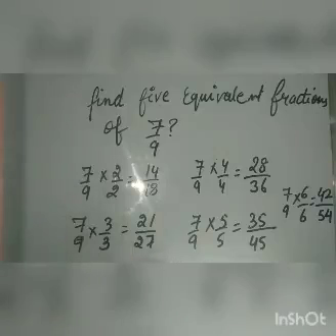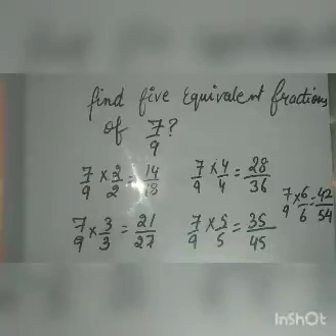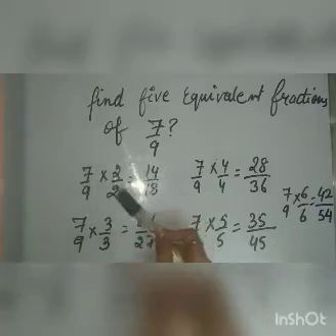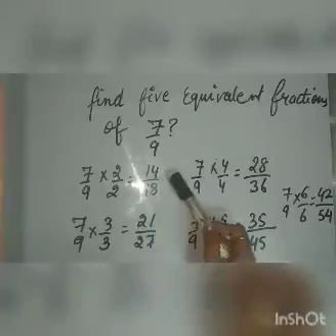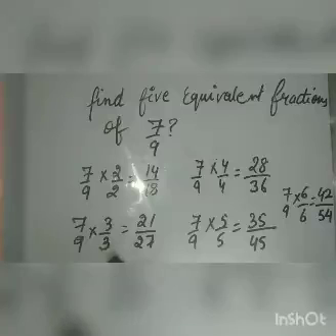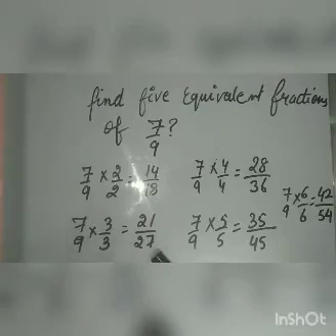Find 5 equivalent fractions of 7 upon 9. As we have already discussed, to find equivalent fractions of a given fraction, we will multiply both the numerator and denominator of the given fraction by the same number. So 7 upon 9, numerator and denominator are multiplied by the same number, that is 2. We will get 14 upon 18. 7 upon 9 multiplied by the same number 3, we will get 21 upon 27, another equivalent fraction.